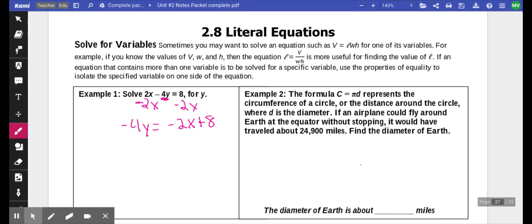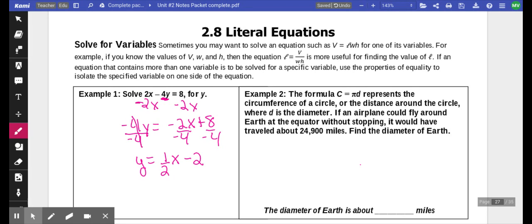Now I need to eliminate the negative 4 in front of y, which means it's negative 4 times y. So I divide everything by negative 4. Negative 4 divided by negative 4 is 1, so that gives me just y. Negative 2 over negative 4 is 1/2 x. 8 over negative 4 is negative 2. And so now I've solved that equation for y. So I took that standard equation and put it in y equals mx plus b.